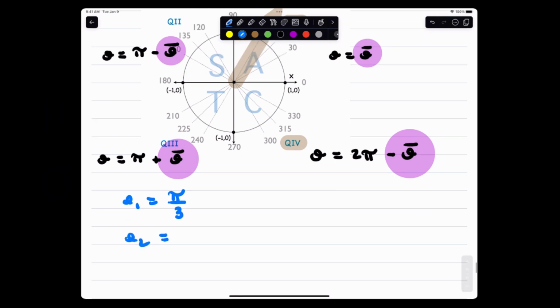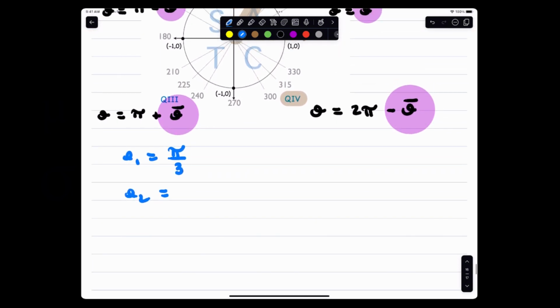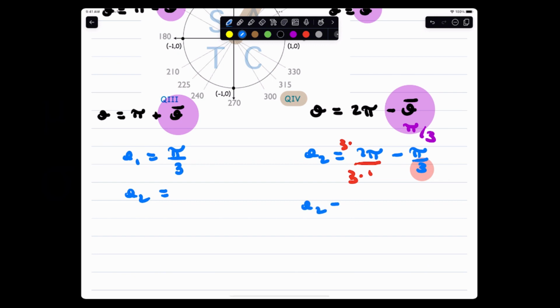What is your theta 2? You guys know what theta 2 is going to be? You're going to say, do I put pi over 3 here? Sure. So theta 2 is 2 pi minus pi over 3. What does that mean now? Remember, our arithmetic is going to be multiplied by 3. There's a 1 there. Multiplied by 3 again. So the second positive solution will be 6 pi over 3 minus pi over 3. And that second solution will be 5 pi over 3.